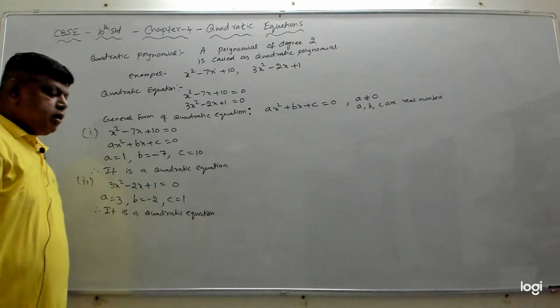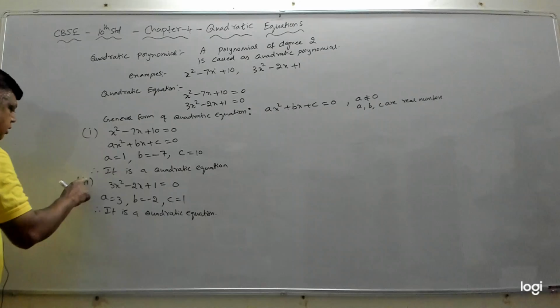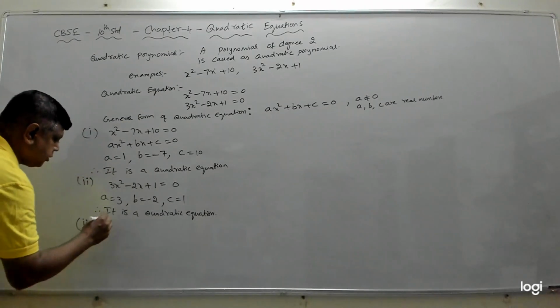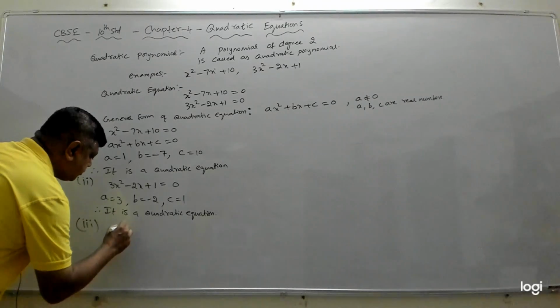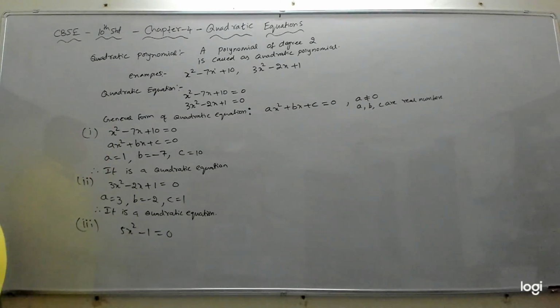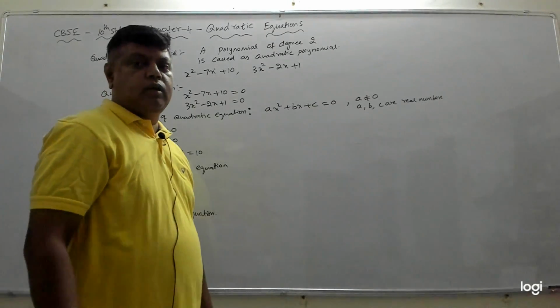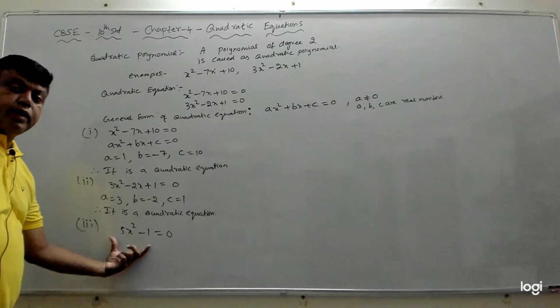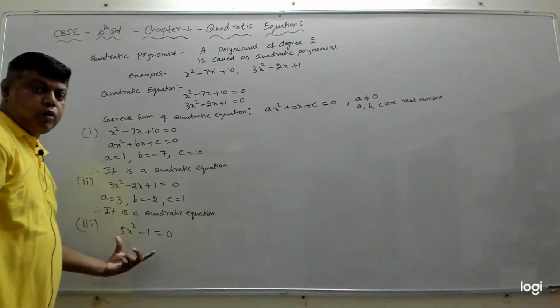Clear? Now let's go to one more example. Suppose the third one is 5x square minus 1 equal to 0. Now is it a quadratic equation? That's the question. Is it a quadratic equation?